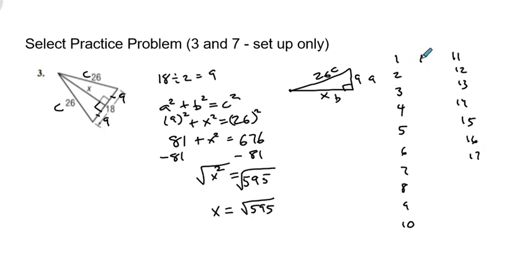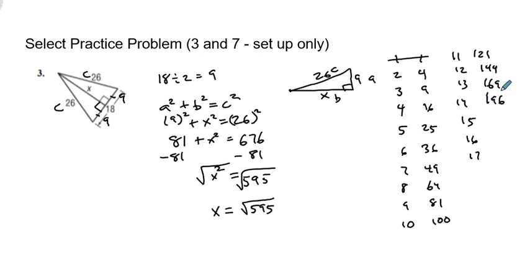So 1 squared is 1. That never helps anything, right? 2 squared is 4. 3 squared is 9, right? So we're just squaring these. 4 squared is 16. 5 squared is 25. 6 squared, 36. 7 squared is 49. 8 squared is 64. 9 squared is 81. 10 squared is 100. 11 squared is 121. 12 squared is 144. 13 squared is 169. 14 squared, I believe, is 196. And then 15 squared is 225. 16 and 17, I got to check.